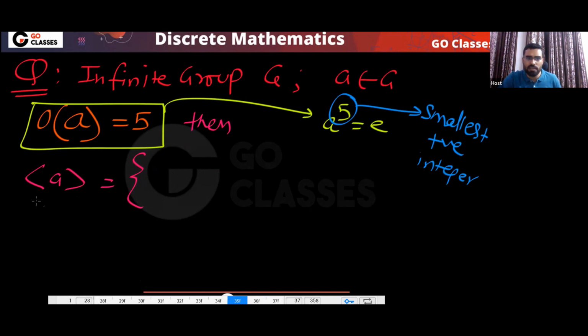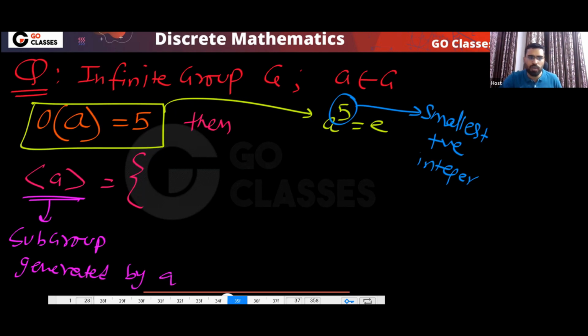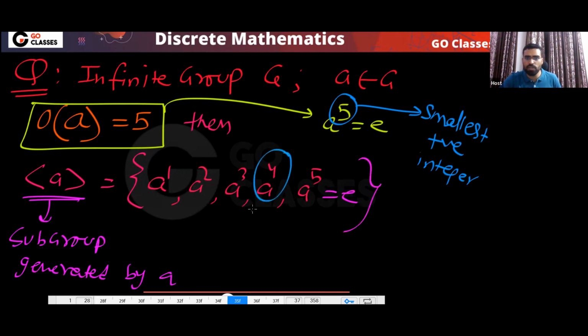So I can say that in the subgroup generated by A, you will have a total of 5 elements: A power 1, A power 2, A power 3, A power 4, A power 5. Agree or not? At this point you will stop. And what will this be? This will be A inverse. Okay, so this is the idea.